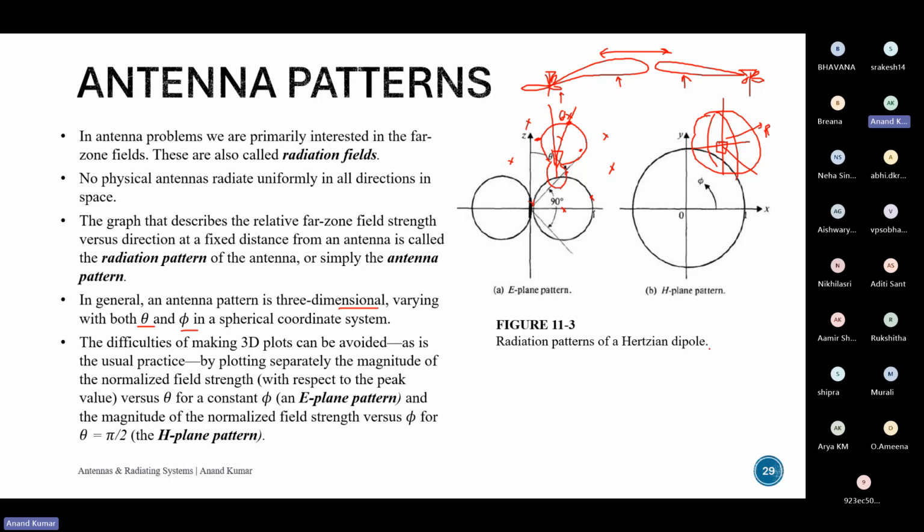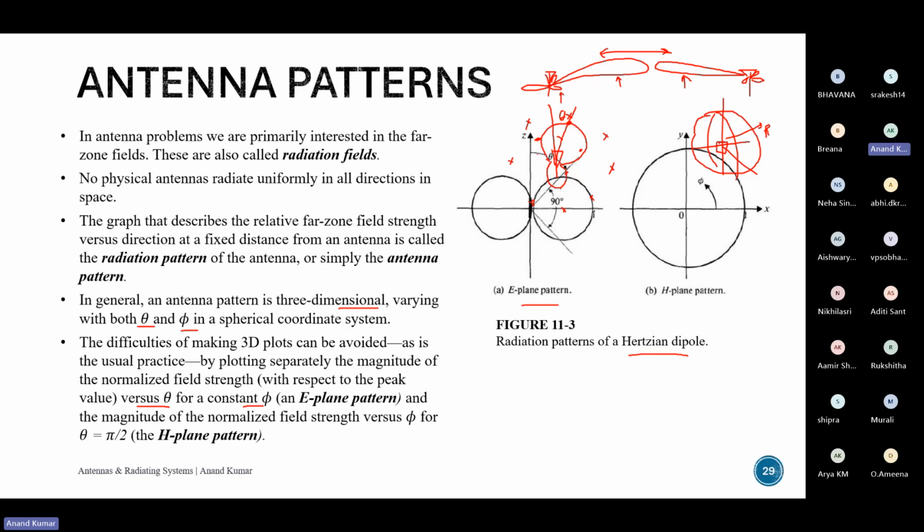Okay, so in the next example, we'll see how the Hertzian dipole radiates. There is something called the E-plane pattern, and this E-plane pattern is for various values of theta for constant phi. So we have chosen a phi value, and then we are plotting the value for different values of theta. So we are varying theta from 0 to 180 degrees in either direction.